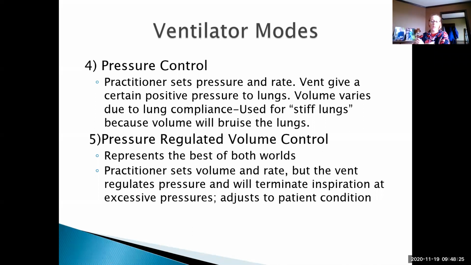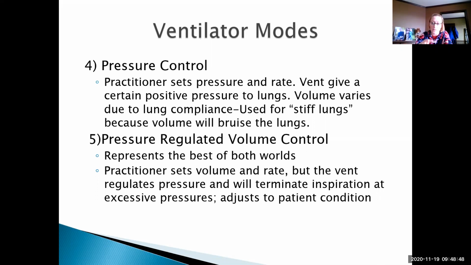And then you have your pressure regulated volume control. So that's your PRVC, another really common one too. The two that you'll see more times than not is your PRVC and your SIMV. Your PRVC is kind of the best of both worlds. They set the volume and the rate, but the vent regulates the pressure and terminates inspiration at excessive. So it adjusts to the patient's condition.